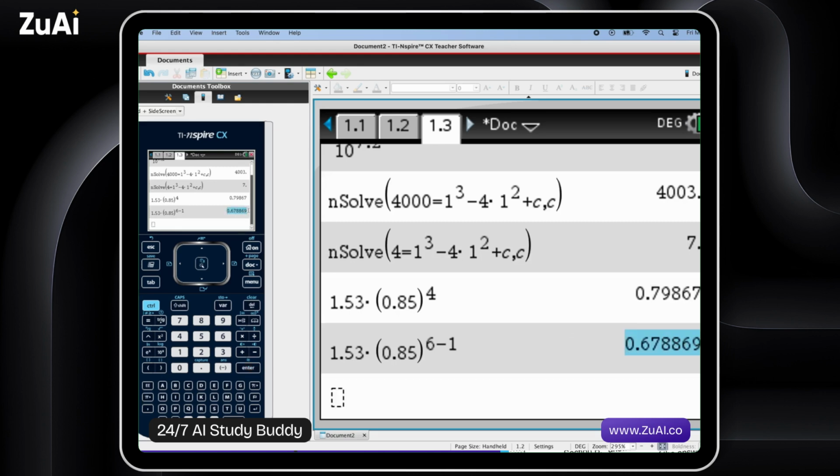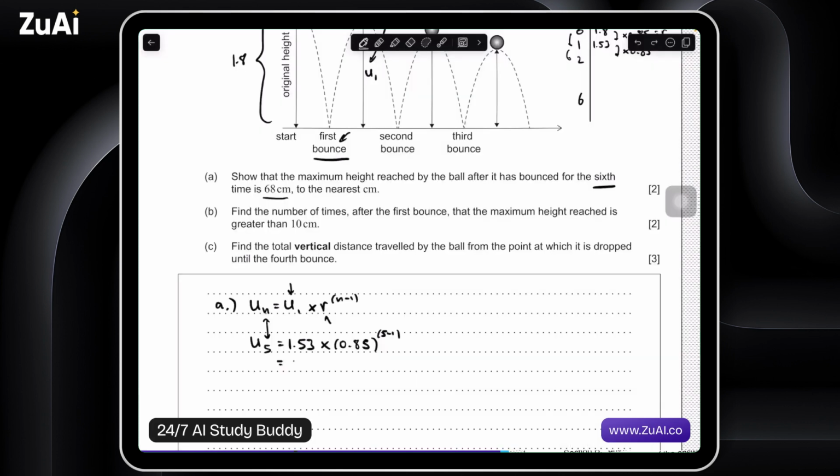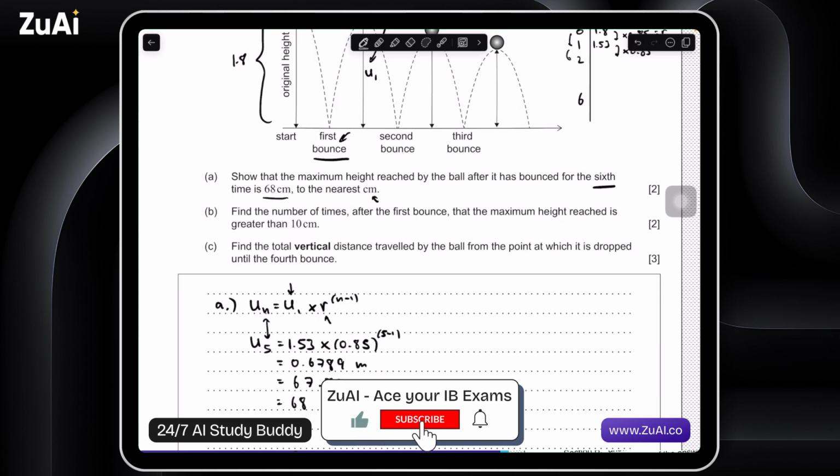0.678869. So going back to the document, we have 0.6789, rounding to the nearest centimeter. Remember, this is in meters actually. So multiplying by 100, we have 67.89 centimeters, or 68 centimeters. Okay.